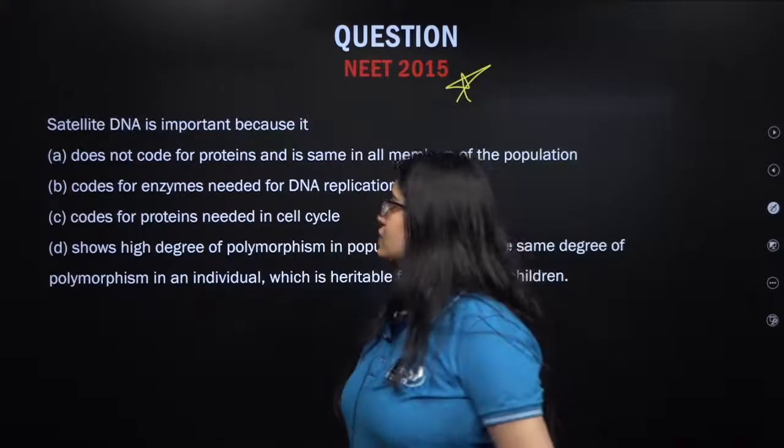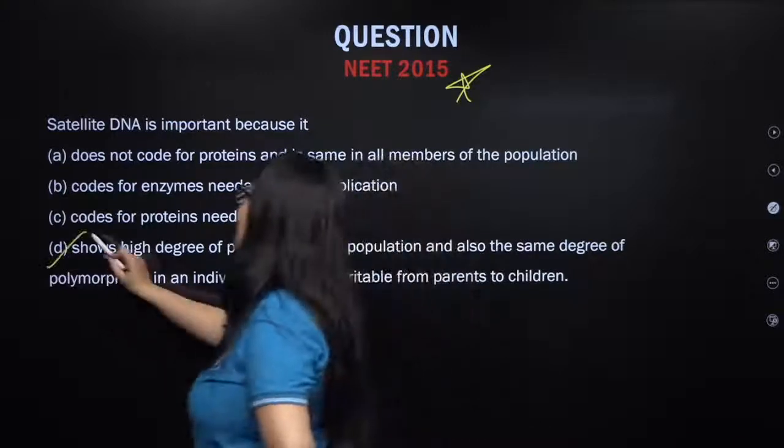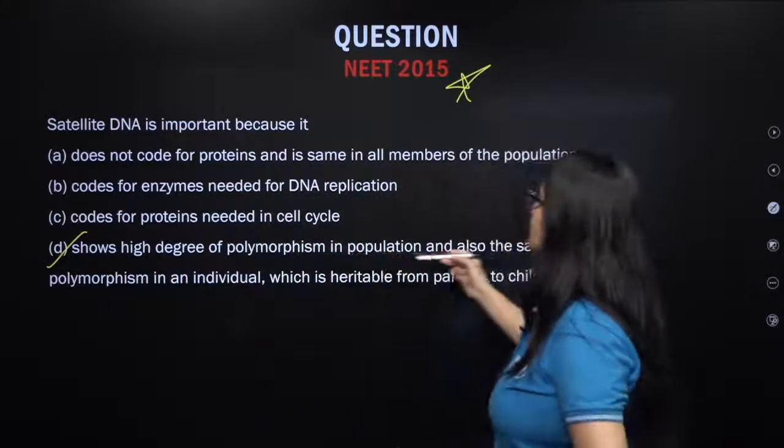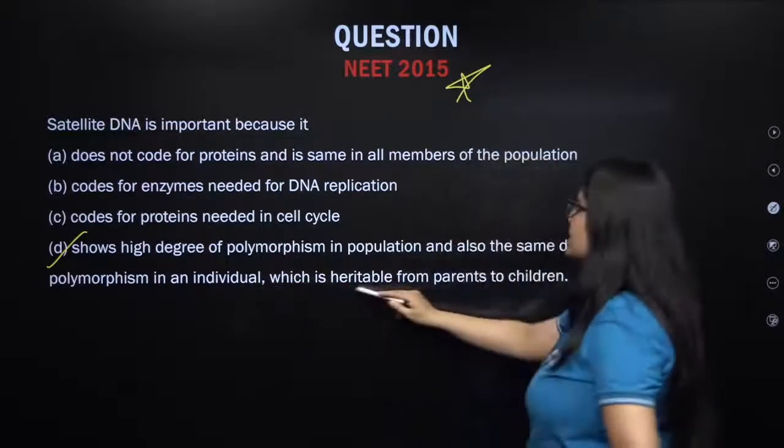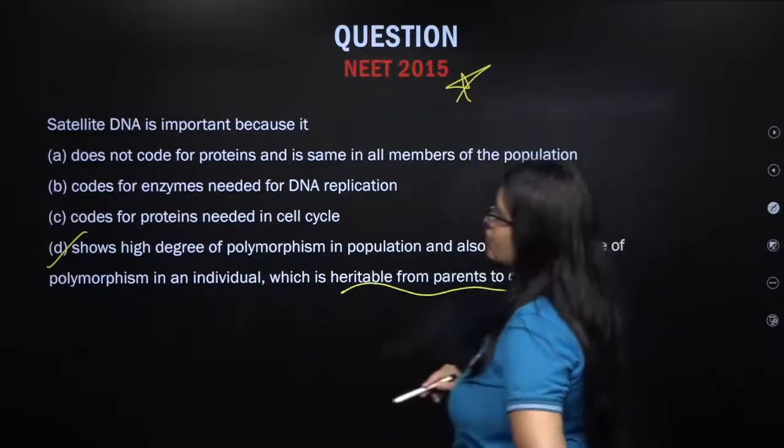Okay. So the answer is D. It shows high degree of polymorphism in a population and also the same degree of polymorphism in an individual, which is heritable from parents to children.